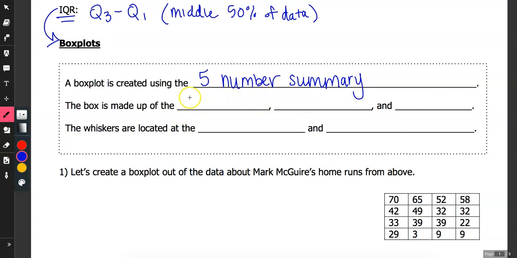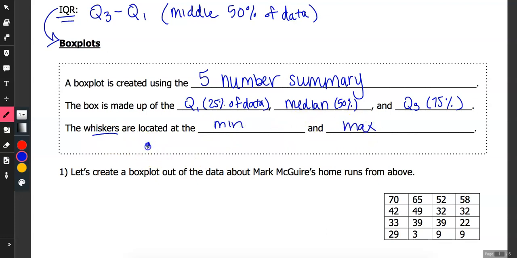The actual box is made up of Q1, which is 25% of the data, our median, which covers 50% of the data, and Q3. You might not have any idea what I'm saying right now. You will get there in a second. Q3 is 75% of the data. The whiskers are located at the minimum and maximum.